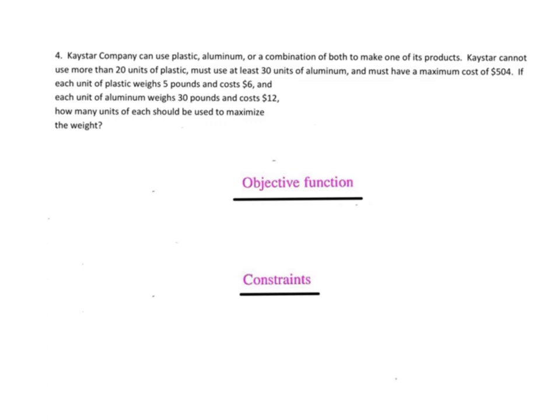For this first linear programming question, K-Star Company can use plastic, aluminum, or a combination of both to make its products. They cannot use more than 20 units of plastic. They must use at least 30 units of aluminum and must have a maximum cost of $504. If each unit of plastic weighs 5 pounds and costs $6, and aluminum weighs 30 pounds and costs $12, how many units of each should be used to maximize the weight?